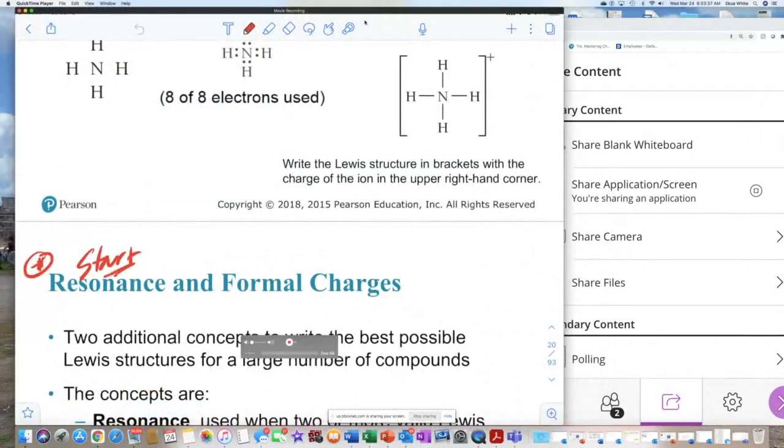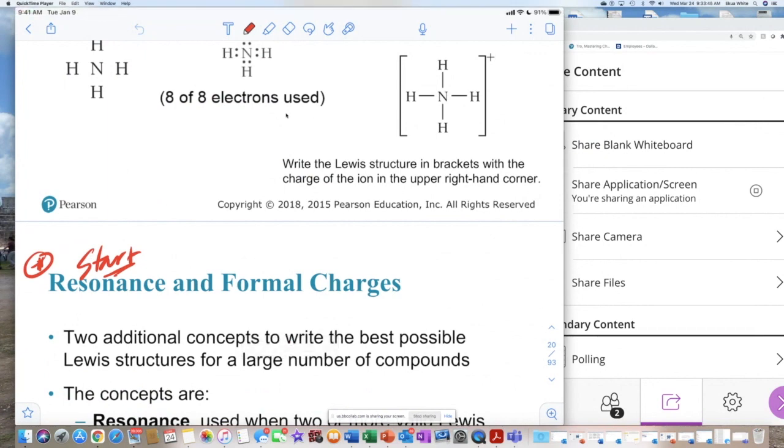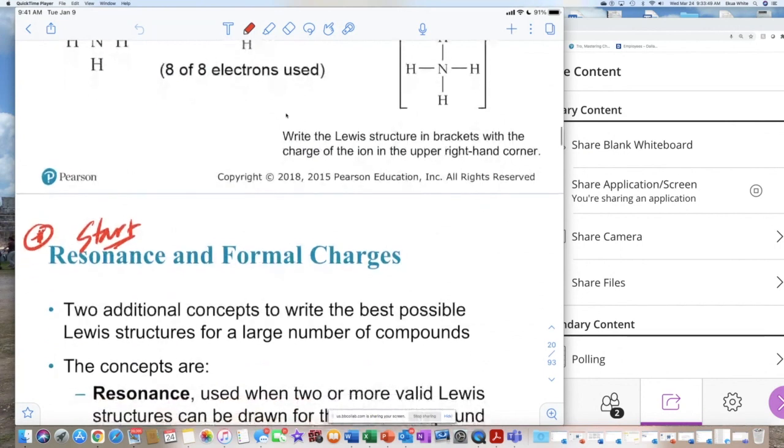So right here, the last time we met, which was Monday, we had talked about the Lewis structures. Today I'm starting with resonance structures and then formal charges and going on from there.